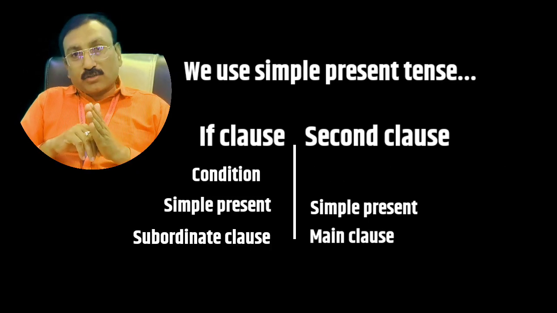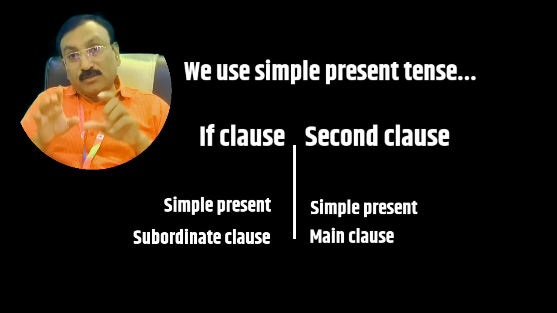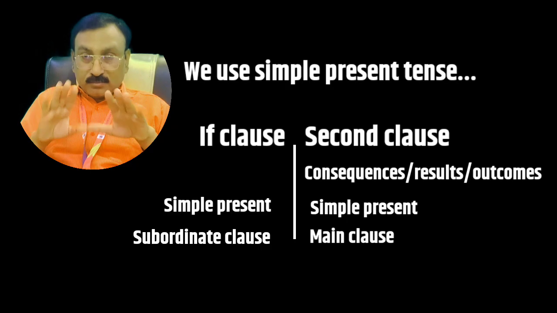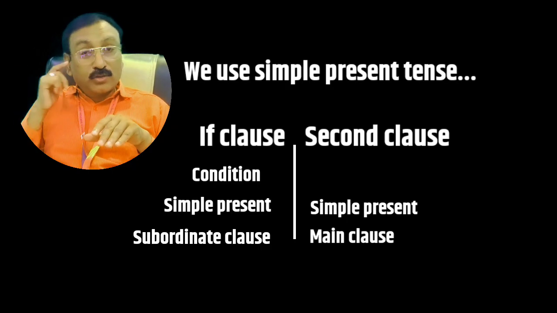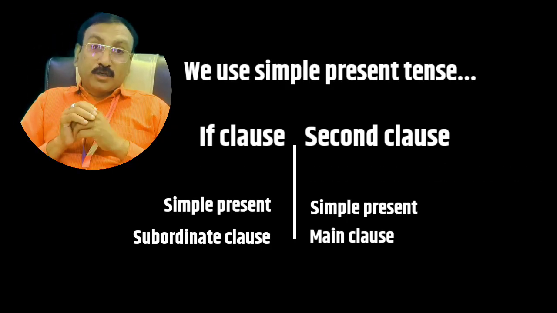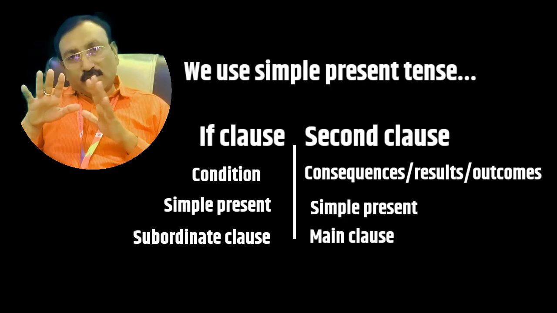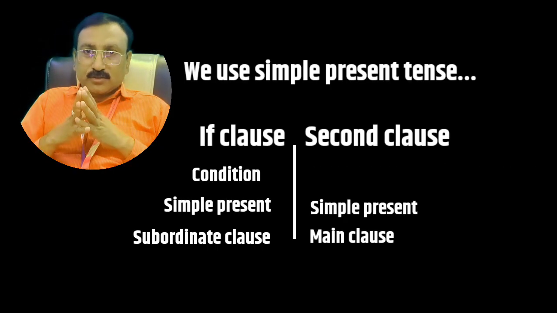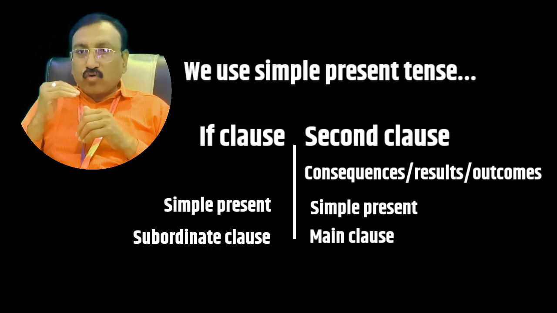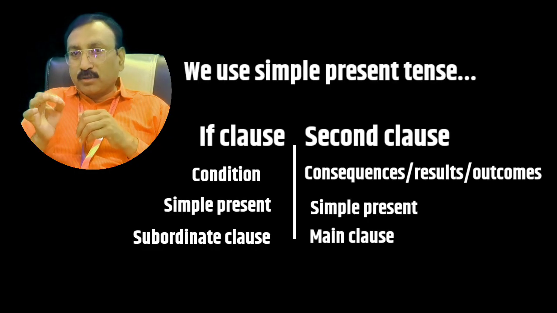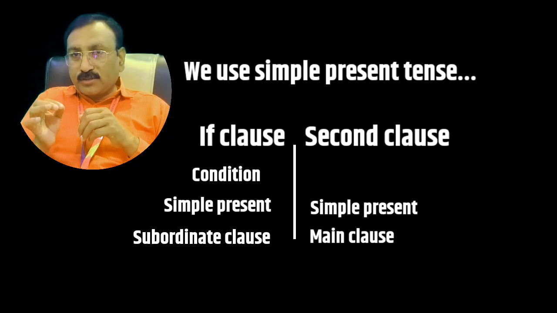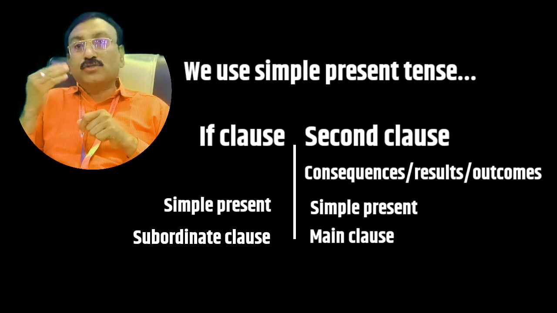So the first clause that begins with if is the subordinate clause, and the second clause, in which the outcome or result or consequences are expressed, is the main clause or principal clause. Okay, so let me provide you the best example in which the conditional sentence expresses the universal truth.